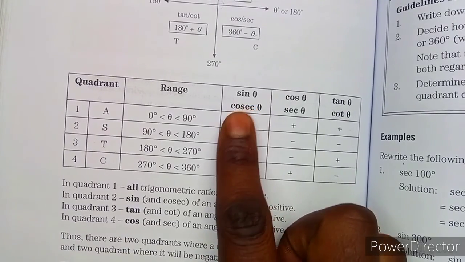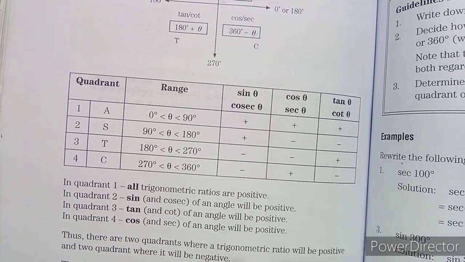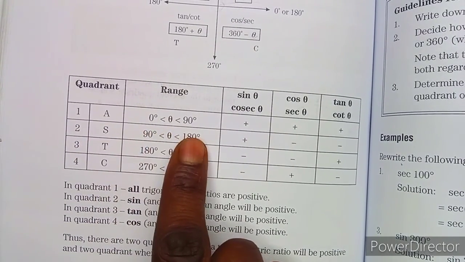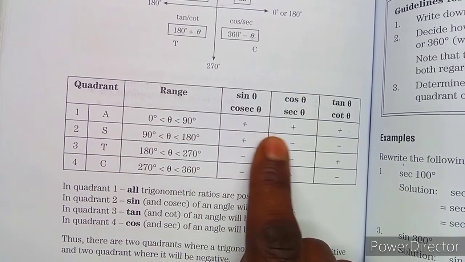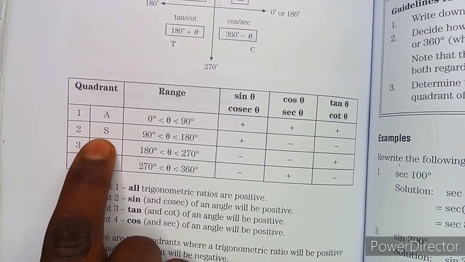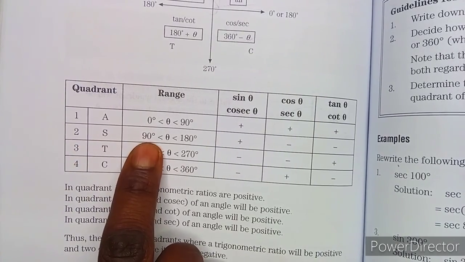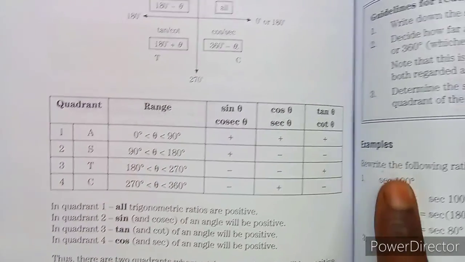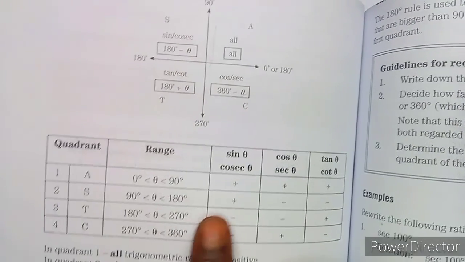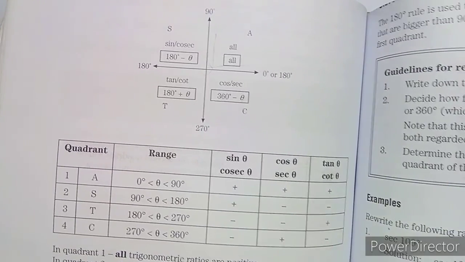Sine, remember, works with cosec, cos works with sec, tan works with cot. So in the first quadrant, that's for all angles between 0 and 90, sine is positive, cos is positive, we said all are positive. In the second quadrant, only sine is positive. That's from 90 to 180, which is like this, guys. Sine is positive, which means cos is negative, tan is negative.